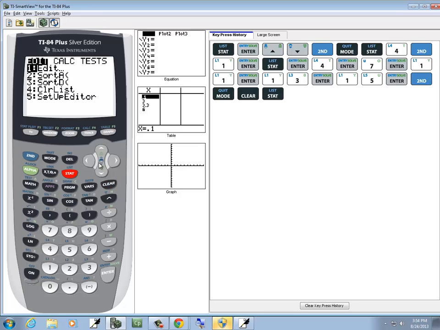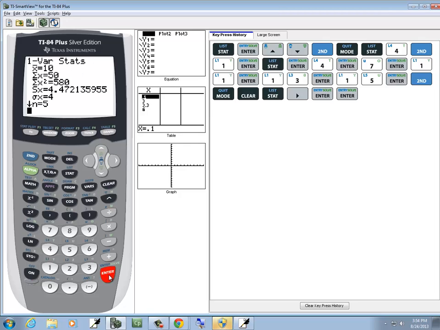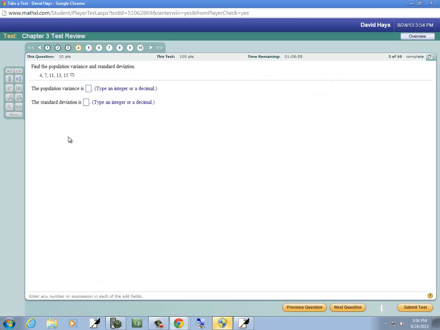And then I'll do stat, choose calc, and do one var stat. So I'll do enter on that, enter again. Again, it assumes L1. Now this O looking thing down here, that's sigma. That sigma x says is equal to 4. So the standard deviation of the population is 4, which means the population variance, which is the standard deviation squared, is 4 squared, which gives you 16.